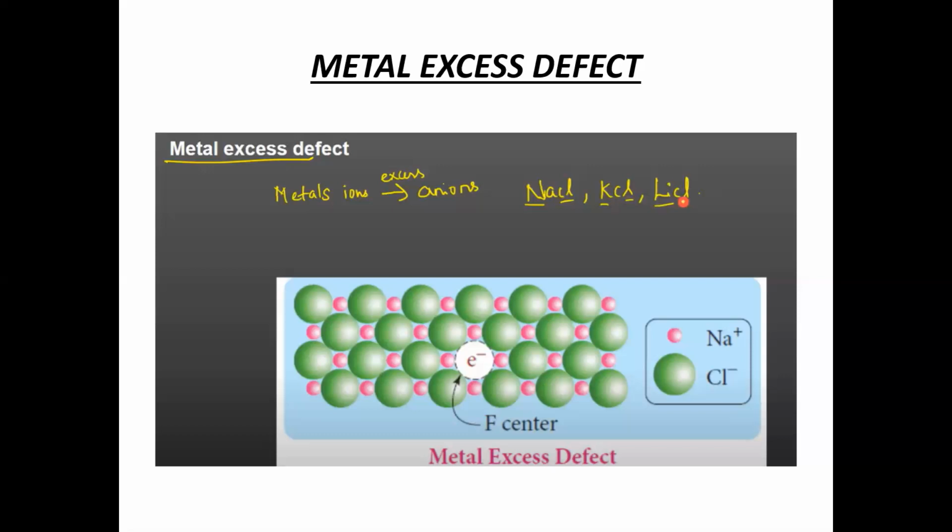While we are passing light towards that crystal, the electron emits that light. For example, if this crystal is NaCl, it emits yellow color. If the crystal is lithium chloride, it emits pink color. If the crystal is potassium chloride, it emits violet color.